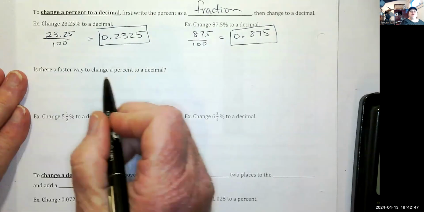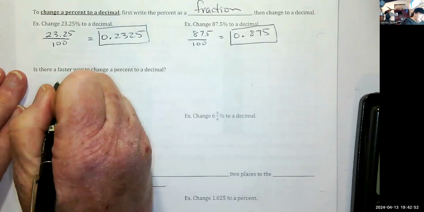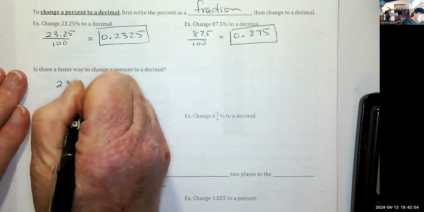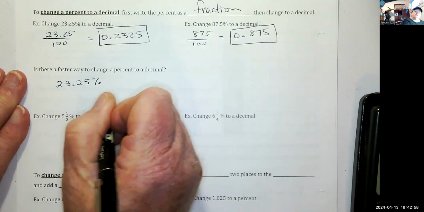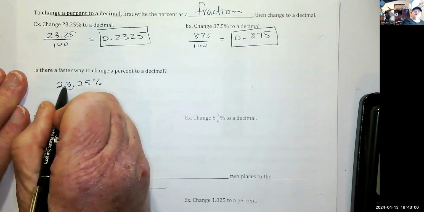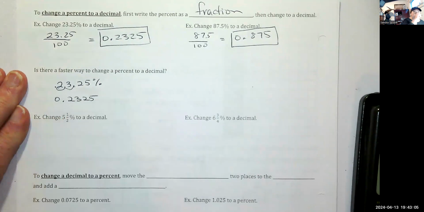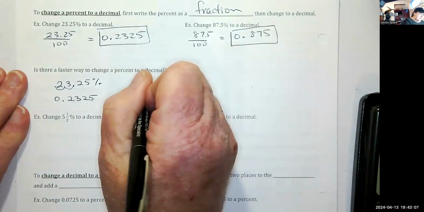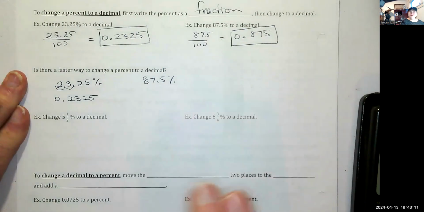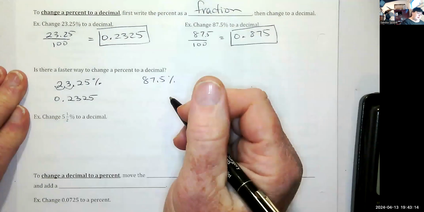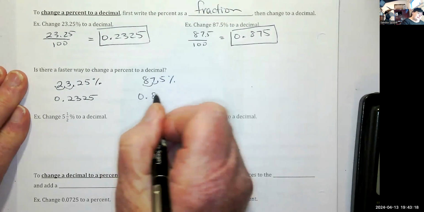Is there a faster way to change a percent to a decimal? Well, you can just move your decimal. If you have 23.25%, you can do that. Just get rid of the percent, but you have to move your decimal over 2 places to the left. So 0.2325. All right, what about 87.5%? You do that one. Pause the video and do that one, and then come back and check yourself. So for this one, again, we have to move the decimal over 2 places. So that's 0.875.